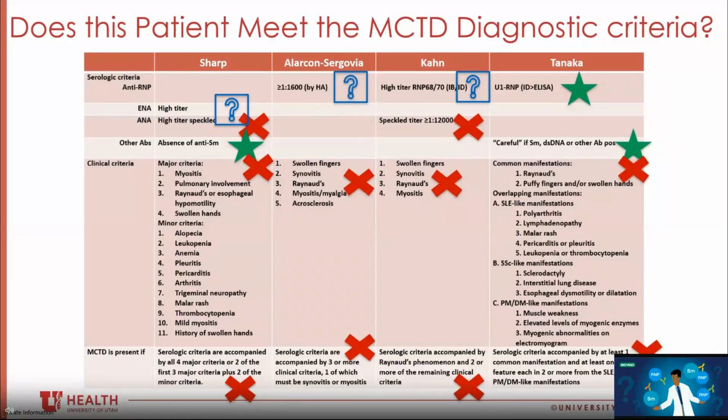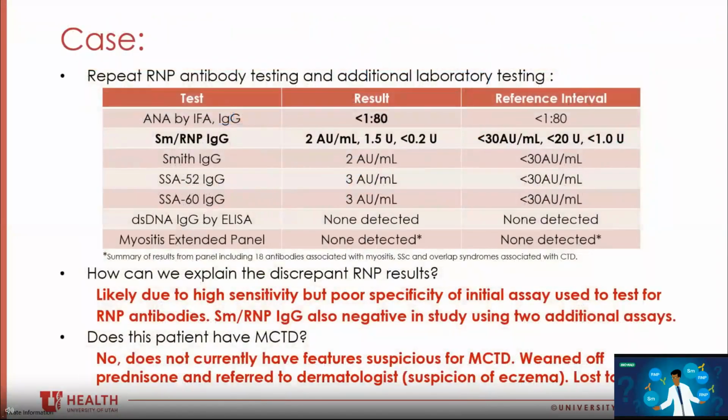So the answer to the question of whether this patient has mixed connective tissue disease is no. The patient's results do not support a diagnosis of mixed connective tissue disease. Thus, the patient was weaned off prednisone and referred to dermatology under the suspicion of eczema. But this is just one case. Let's take a look at a few more.